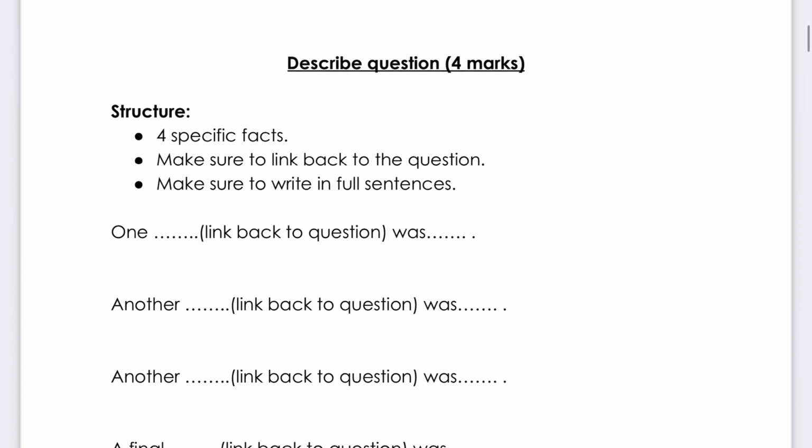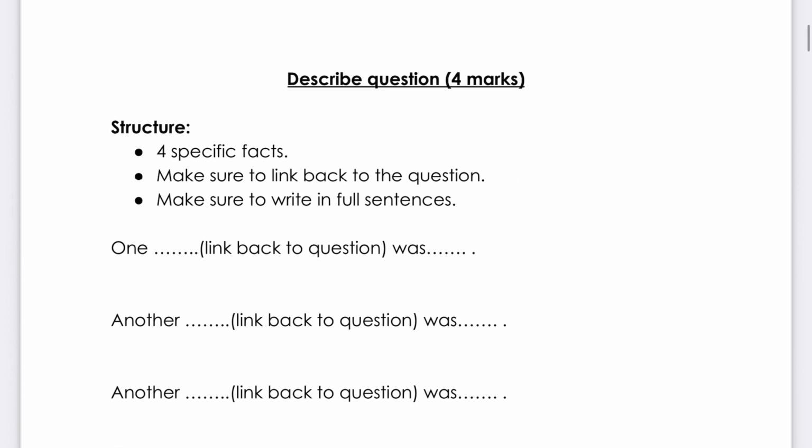So, let's have a look at the describe question. So 4 marks, probably the easiest straightforward question of them all. You are expected to write 4 specific facts that answer the question. It's really important that you avoid writing a list, like a bullet point list. You need to make sure that you start every mark with a link back to the question.